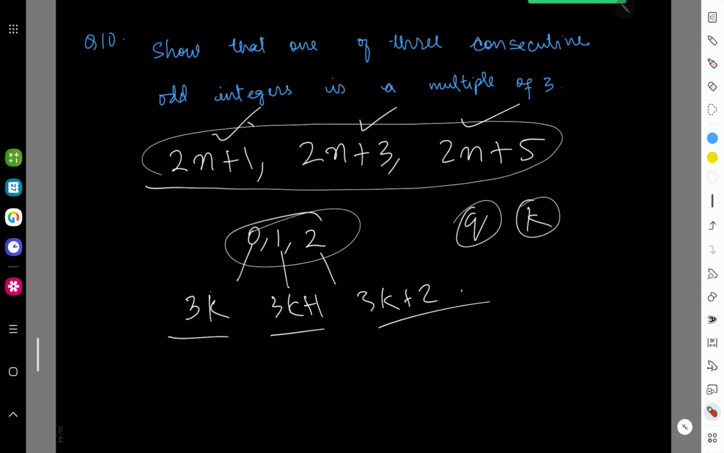And what does our question say? Show that one of 3, we just have to prove for one. It can be either 2n plus 1, or 2n plus 3, or 2n plus 5. We just completed case number 1 when the remainder is 0. Now let's move on to case number 2, that is when the remainder is 1.